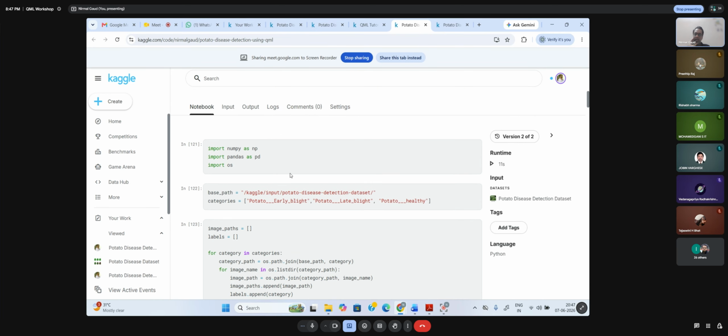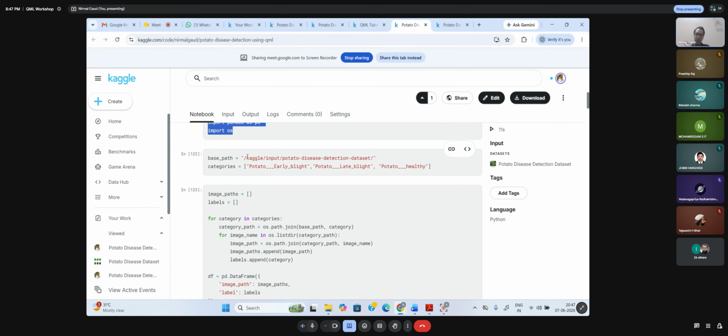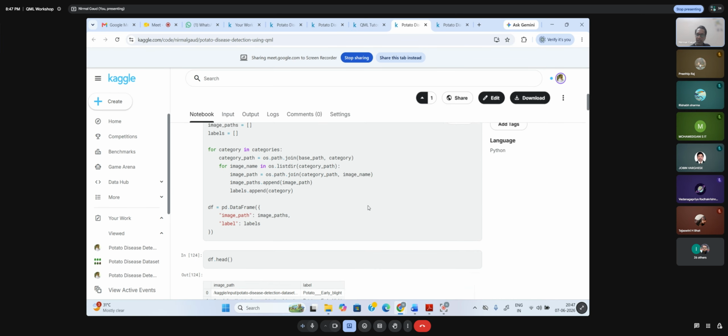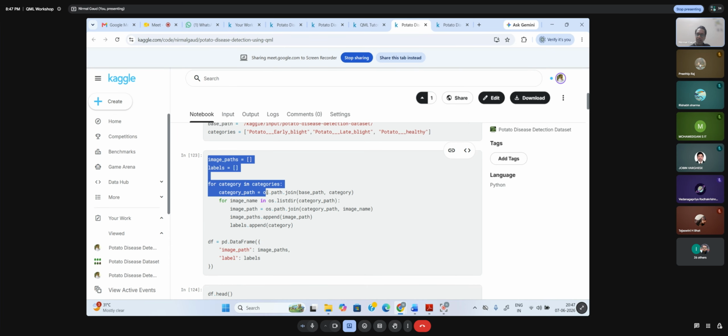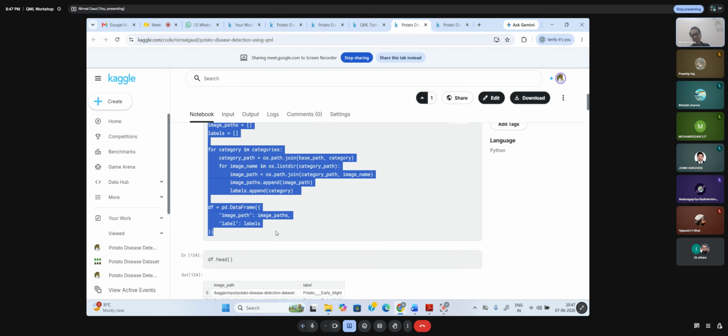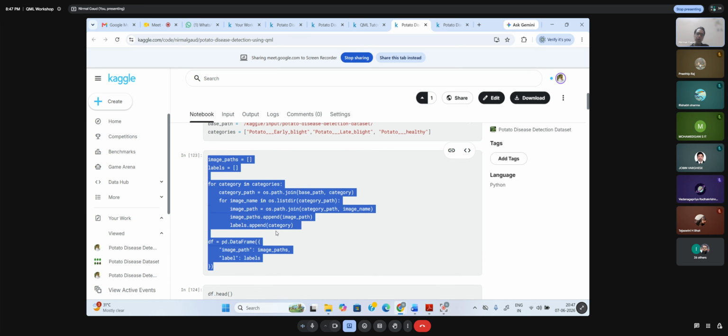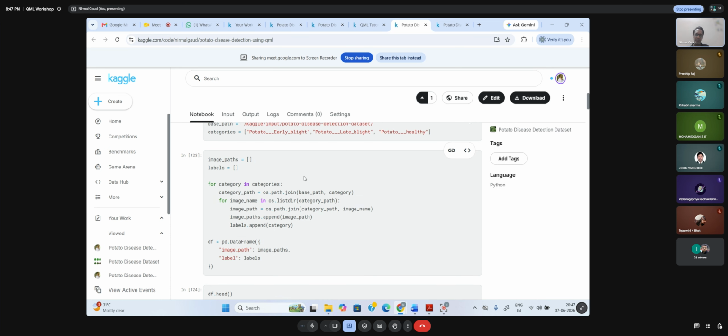Fine. I imported the basic libraries, NumPy and Pandas. Here is the base path of the potato disease detection data. I have three categories available, and I have created a data frame, which is the easiest way to represent the data according to my understanding. It has the image path and the label, showing where the image is present and what label it has.